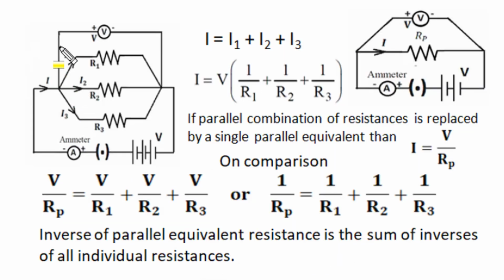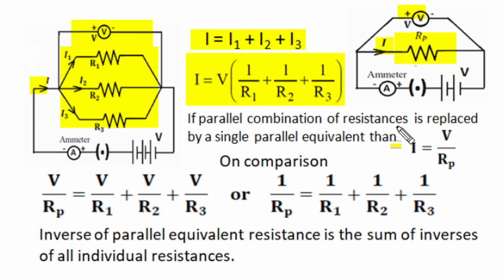So in parallel connected resistors, the voltage is the same and the total current gets divided among the parallel connected resistance branches, and in terms of the common voltage, the total current is given by this relation. And if we replace these three parallel connected resistances by an equivalent parallel resistance, then with the same applied voltage across the common positions, the total current will pass through this single resistance, and as per Ohm's law, current is V upon R equivalent in the parallel circuit.